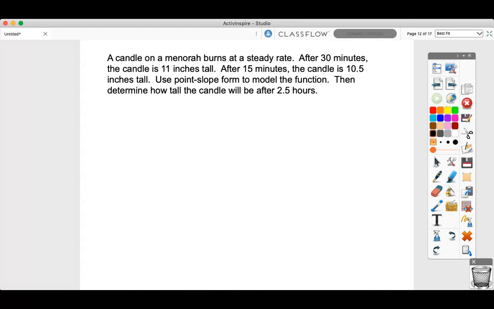So here what we have is 2 points. We're going to start by recognizing that we have 2 points. And time is going to be our x. So we define our variables. X is going to be time, and y is going to be height. And that's how many inches tall it is. So we have 2 points, and we're going to write these 2 points as an ordered pair.